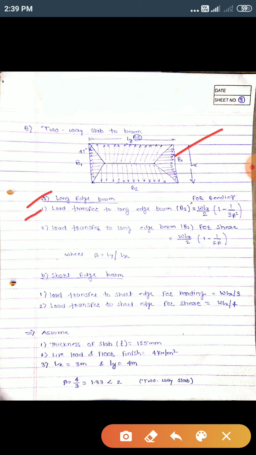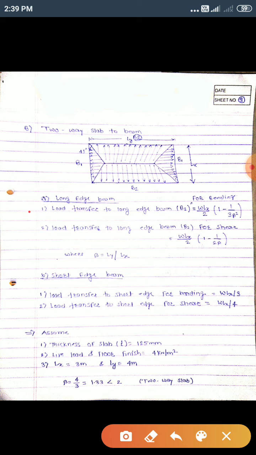Okay, so in long edge beam, first we are considering the load transfer to long edge beam B2 for bending. Now here we have considered only one span. Okay, so in shorter span we are considering B1 beam and longer span we are considering B2 beam. Okay, so B1 is a shorter beam and we are considering only load transfer for the bending. Okay, now here we should consider two types of load, load for bending and load for shear.